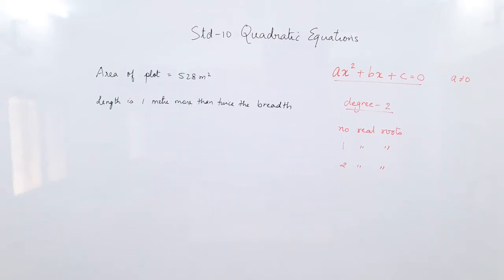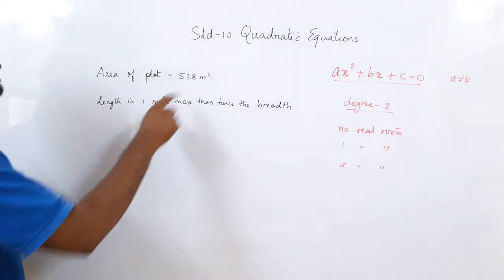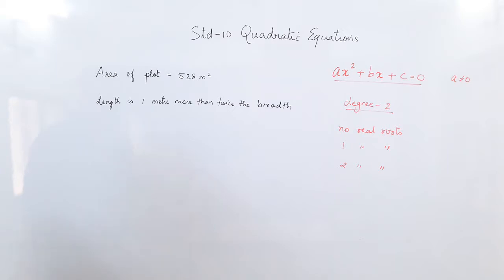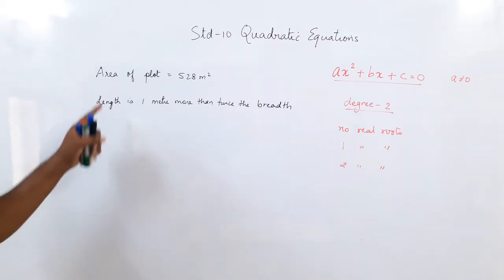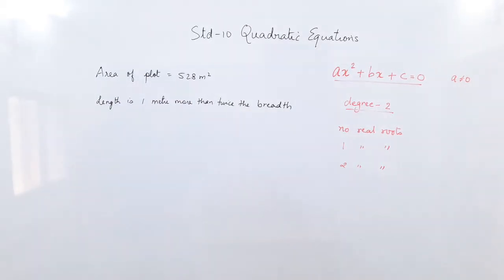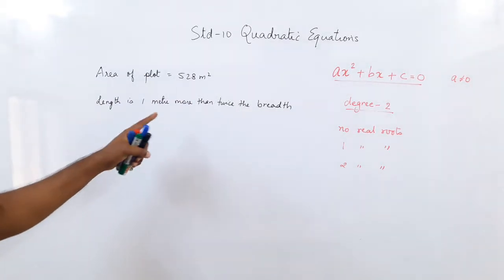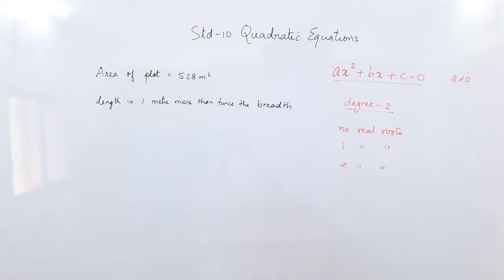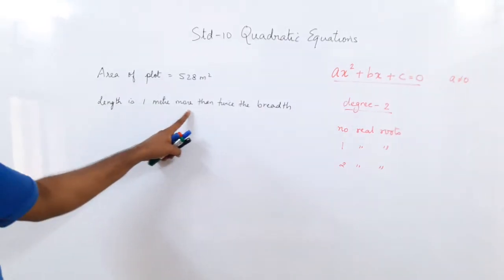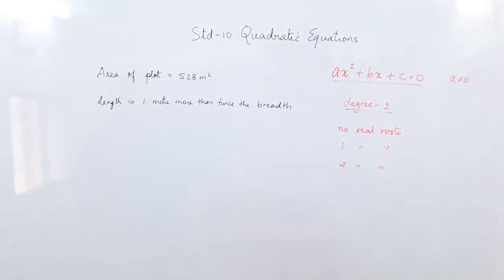Okay. Now here we have a question. Area of a plot is 528 meters square. So a person is going to see a plot. When he sees the plot, he sees the area of the plot is 528 meters square. And he forgets the length and the breadth of the plot, but he remembers the length was 1 meter more than twice the breadth. This much he remembered.